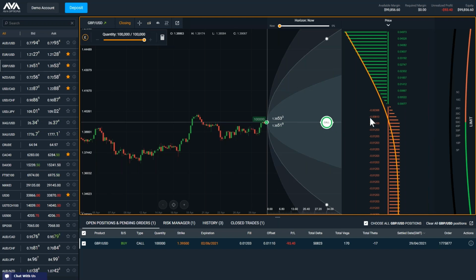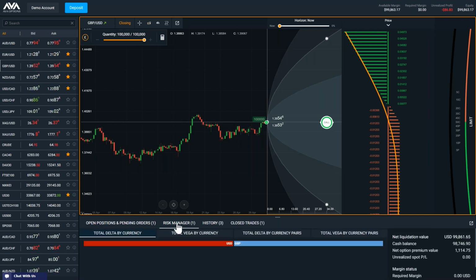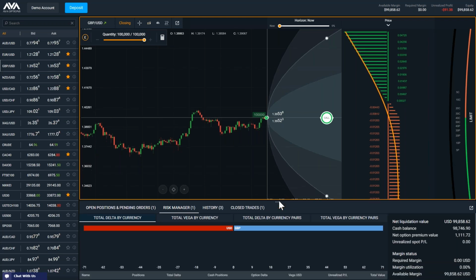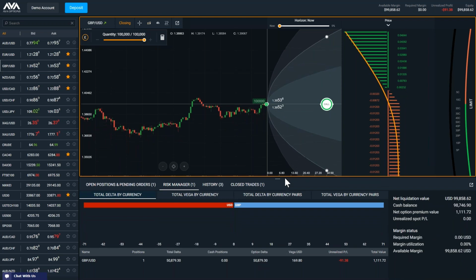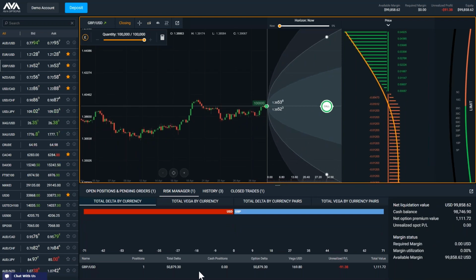And you see that the delta is still about 50%. Down at the bottom, the total delta says 50,900, which is 50% of the notional value of 100,000. If I click on the risk manager, I can see that another way. Because we are effectively long 50,000 of the pound against the dollar, it means we're long the pound and short the dollar. There it is. So here you can see all of our risk. We're long the pound and short the dollar, and it's coming from options.